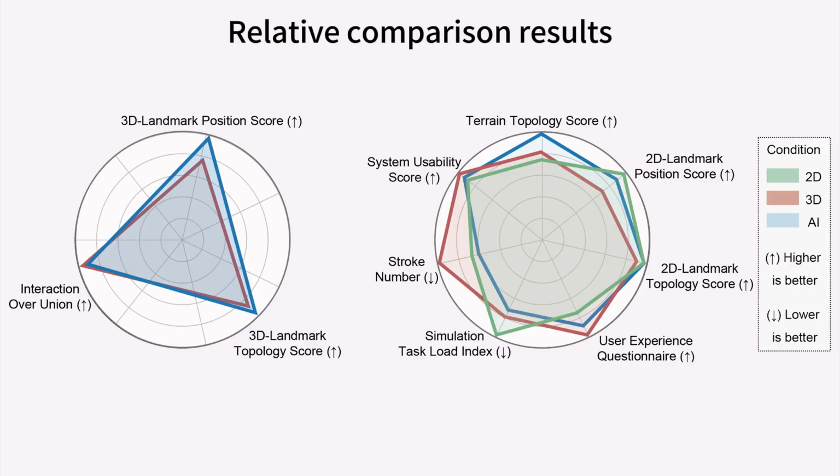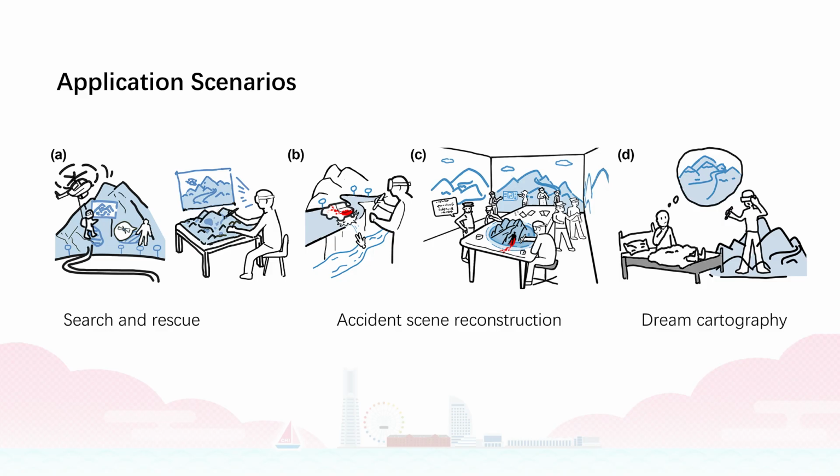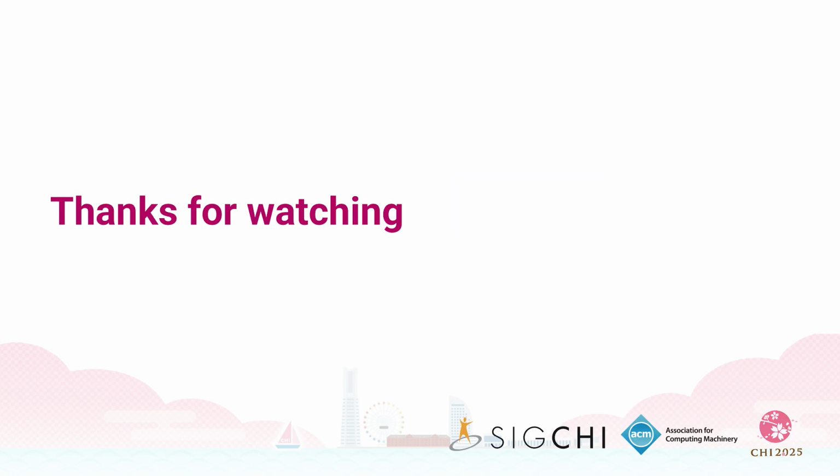Experimental results showed that generative 3D sketch mapping improved efficiency, terrain topology accuracy, and landmark accuracy, with only a slight reduction in terrain elevation accuracy, compared to freehand 3D sketch mapping. Additionally, generative 3D sketch mapping reduced perceived strain and stress, compared to 2D sketch mapping. These findings underscore the potential of generative 3D sketch mapping for applications such as search and rescue, accident scene reconstruction, and dream cartography. For detailed results, please refer to the paper.